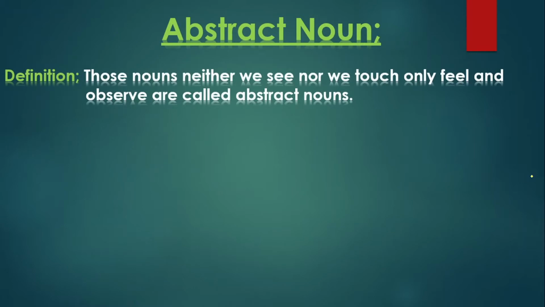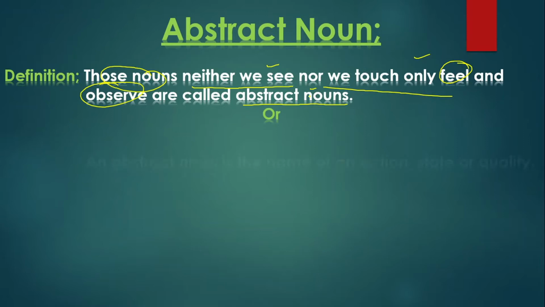The definition of an abstract noun: those nouns which we neither see nor touch, only feel and observe, are called abstract nouns. We cannot see them, nor can we touch them. We only feel them and observe them. This world is of thinking and imagination. Got it?